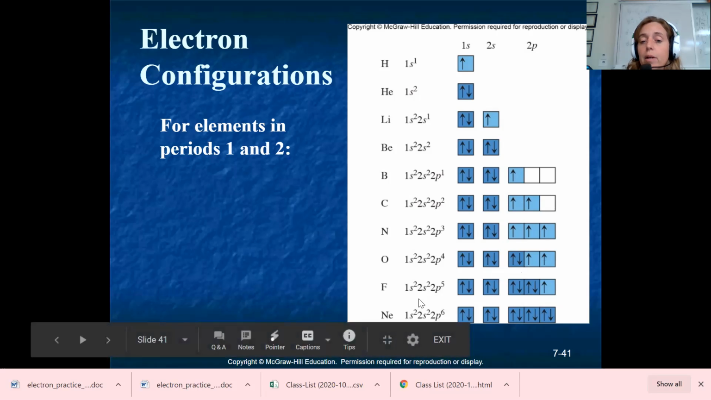Now go over to fluorine. Fluorine is 2p5, so now we're going to add another down arrow at 2p5. And then last you have neon, which is 2p6. So that one is going to be going down as well.